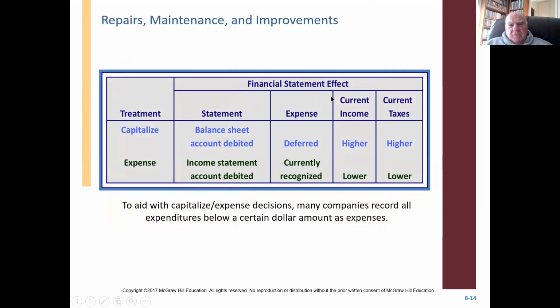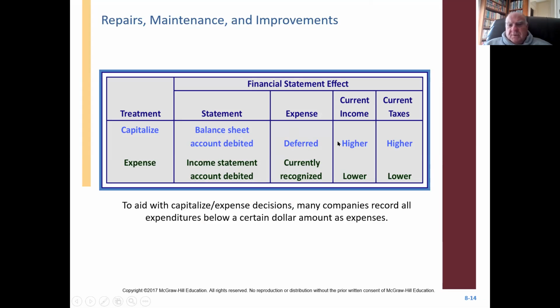And they're giving you another look here. I don't particularly like this grid, but we'll look at it. Repairs and maintenance again versus improvements. To capitalize something means you're putting it on the balance sheet. And the expense is deferred, meaning it comes later when we do what? Yes, somebody said it right. When you depreciate the asset. That's when you get it on the income statement.